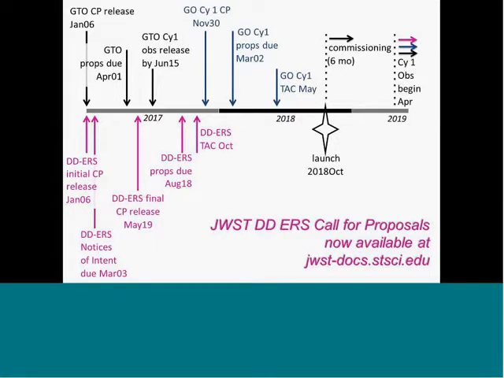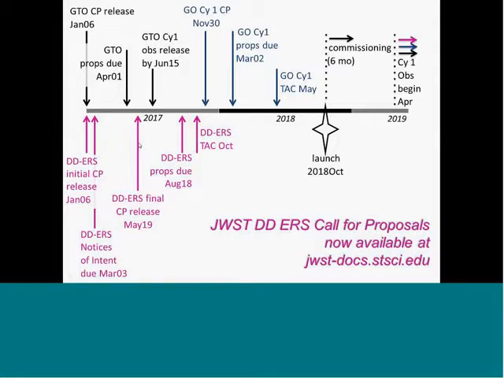For the timeline of when everything is happening, we recently released the ERS call for proposals that came out at the AAS meeting in January. Your notice of intent, which is absolutely mandatory for an ERS proposal, is due on March 3rd. The ERS final call for proposals will be released in May this year. The proposal deadline is actually mid-August of 2017. You can tell the ERS timeline is actually pulled in with the GTO program.